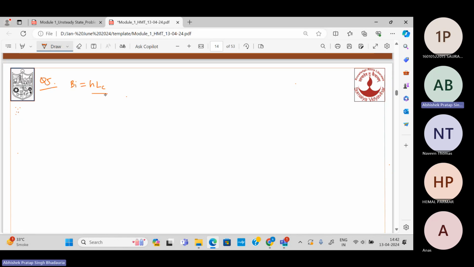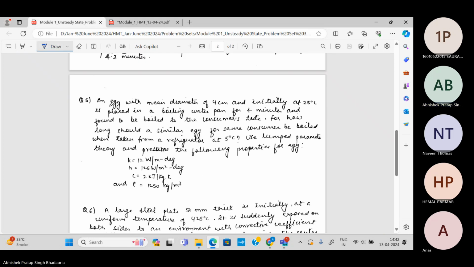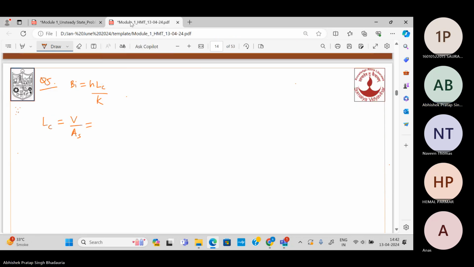So Biot number is h Lc by k. Now how can I calculate Lc? Lc is characteristic length. It is volume per unit surface area. So it is an egg. Egg is a sphere, so we'll apply the formula for the sphere. Volume of a sphere is 4 by 3 pi r cube and surface area of a sphere is 4 pi r square. So 4 cancel, pi cancel, r square cancel. So ultimately we got r by 3.